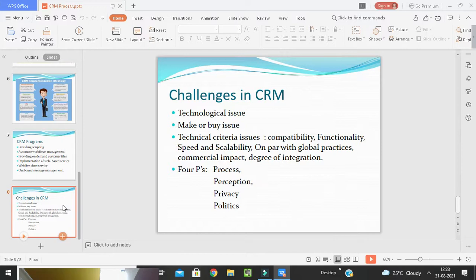Then perception. What is the perception of the customers towards our product and deal? Then there are privacy issues, that the customer records and the website are secure, following internet regulations by the Federal Trade Commission. Then politics. Politics plays an important role at the state, district, country or international level. All these things create the atmosphere in the market for development. So these are the processes of CRM.